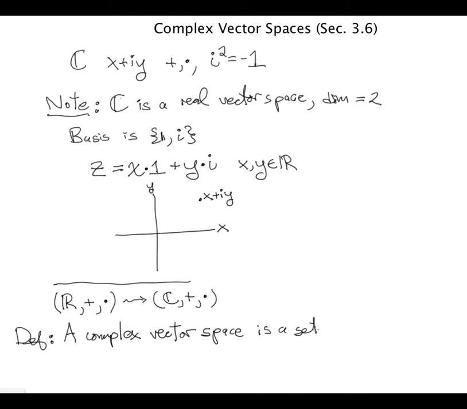It's a set V together with two operations, where you can add two vectors, and that's vector addition, and there's scalar multiplication, where the only difference now is that you allow z to be a complex number. You can multiply by any complex scalar, and then all of the rest of the definition of a real vector space applies: associativity, distributive law, the zero, the identity, and so on. The only difference is you allow complex scalars.